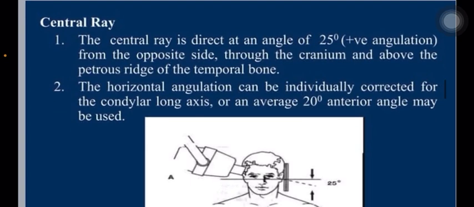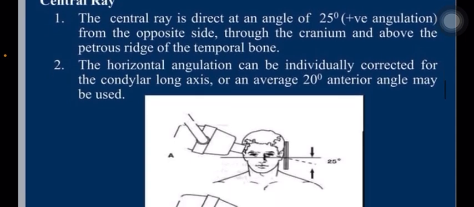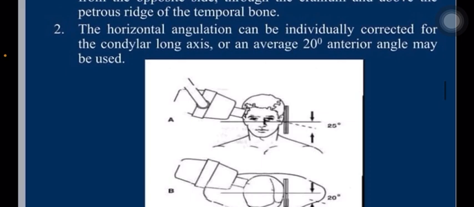The central ray is directed at an angle of 25 degrees from the opposite side through the cranium and above the petrous ridge of the temporal bone. The horizontal angulation can be individually corrected for the condyle long axis, or the average of 20 degree anterior angle may be used.